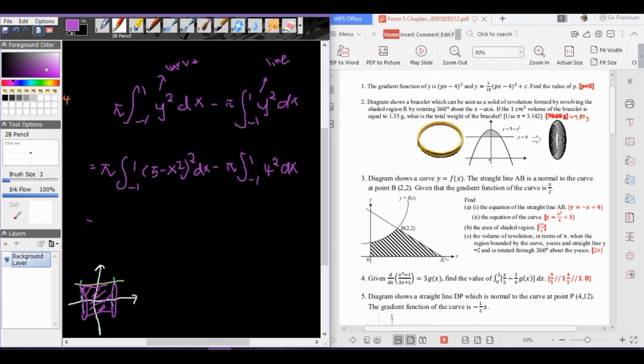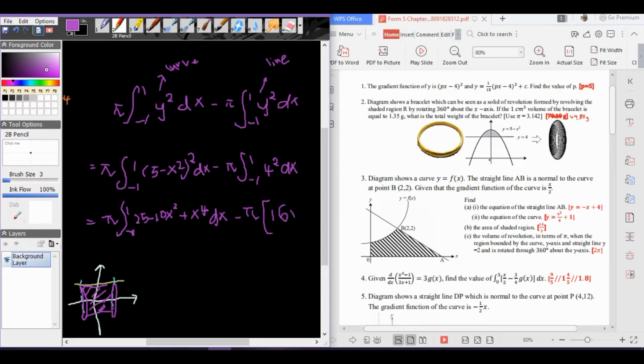Solve this. First you have to expand this one. From -1 to 1, expand this, you will have 25 minus 10x squared plus x to the power 4 dx. For this one, 4 squared you will have 16.